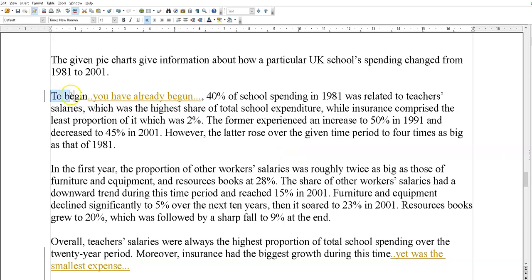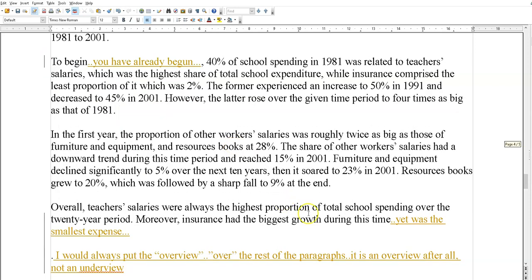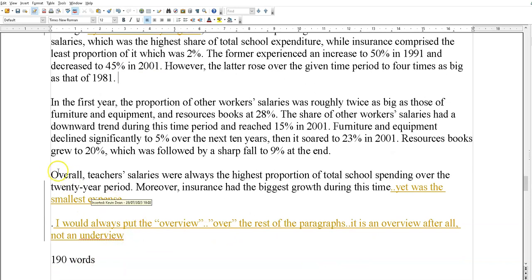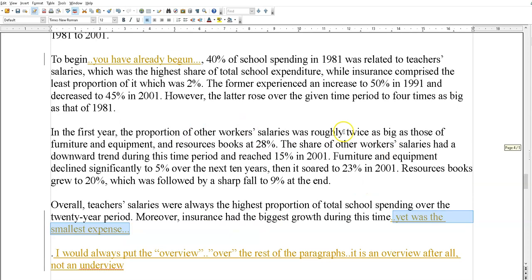To begin, well, you already have, kind of, with the introduction, so you don't really need this. Teacher salaries, now, like I put here, it's not an underview, it's an overview, so put it over, don't put it under. That's just me, because I think the clue is in the name. Yet was the smallest expense. Well, to the biggest growth, it's quadrupled from 2% to 8%, but yet it was the smallest. So, it's not too bad, not too bad.